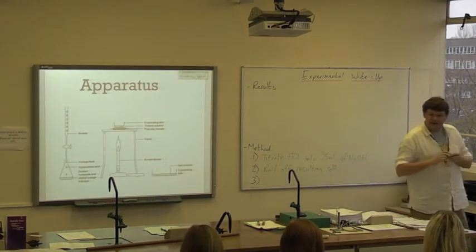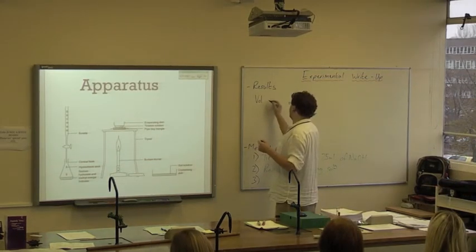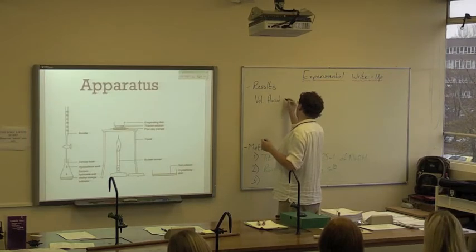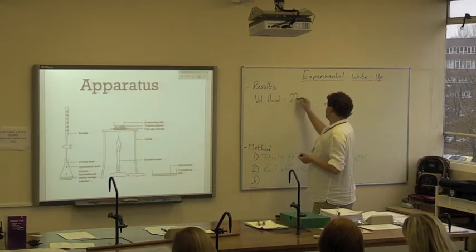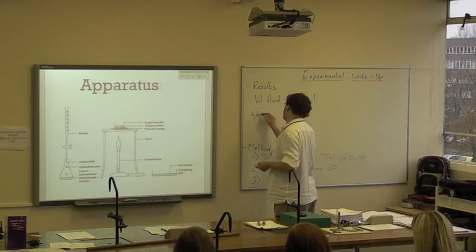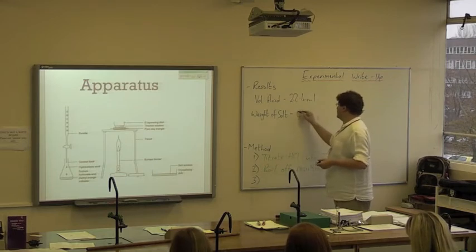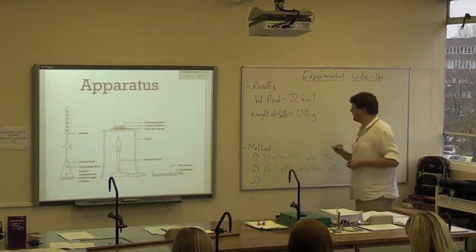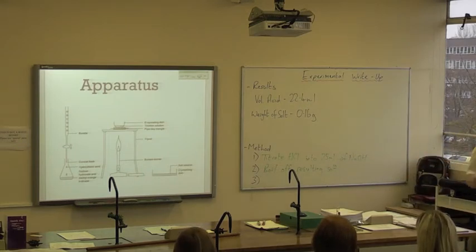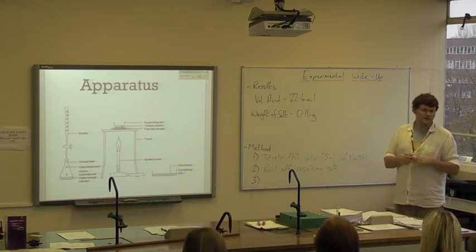Now then, the results section for an experiment is basically anything that you have measured. So you might want to put the volume of acid, which was around, say, 22.4 millilitres. And then the weight of the salt, which was around, say, 1.6 grams. So anything which you have recorded on a results sheet, volume of acid, weight of salt, and also any calculations that you have done, and any equation.